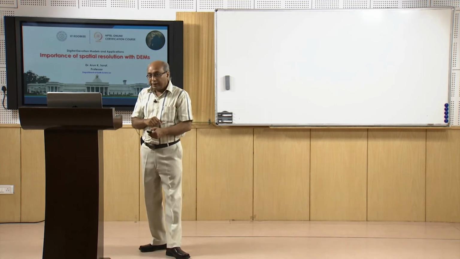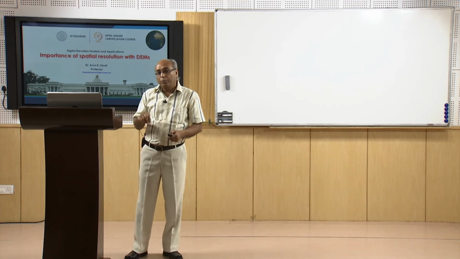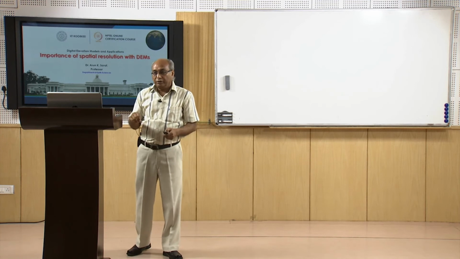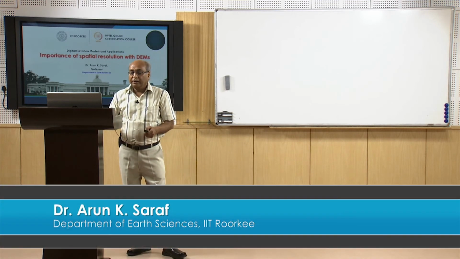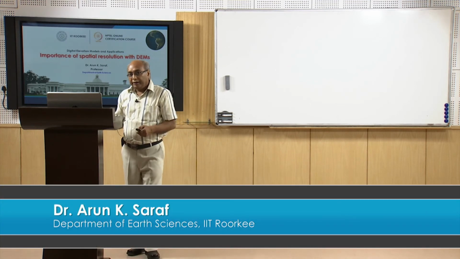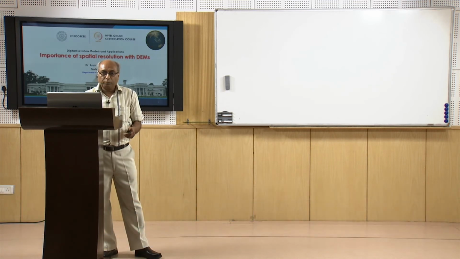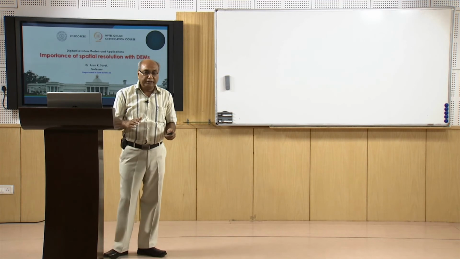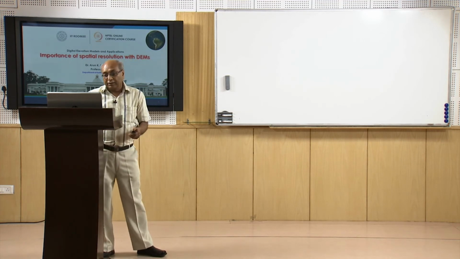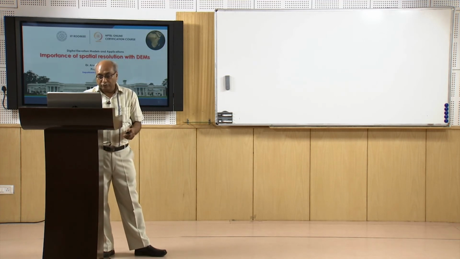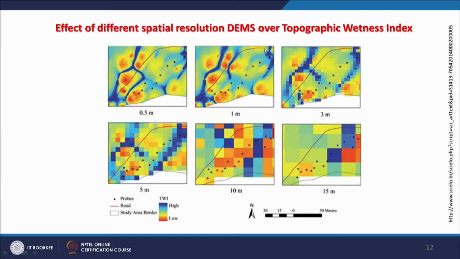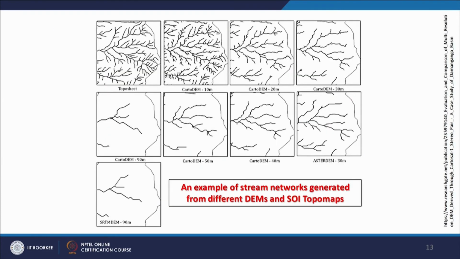All products, it will depend. But as per the requirements, if a choice is there, then we have to choose an appropriate resolution of a digital elevation model so that we get quite accurate products out of it. And in this process, we should not introduce any errors in our products. So that's the situation here with the different spatial resolution DEMs over the topographic wetness index. One of the examples is given here.